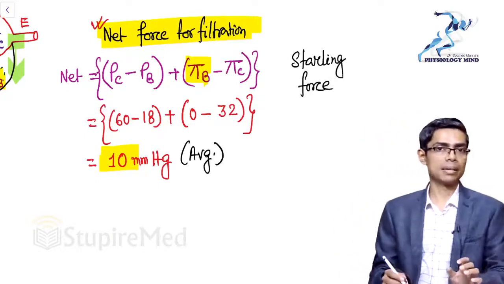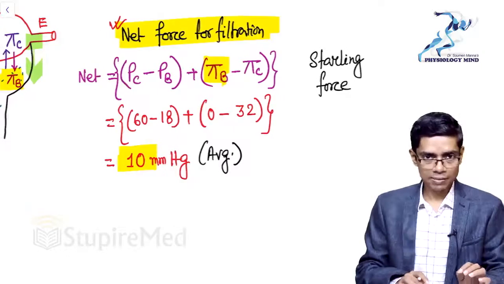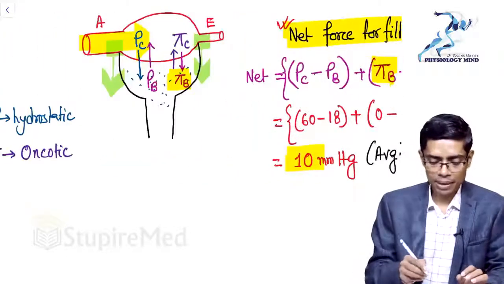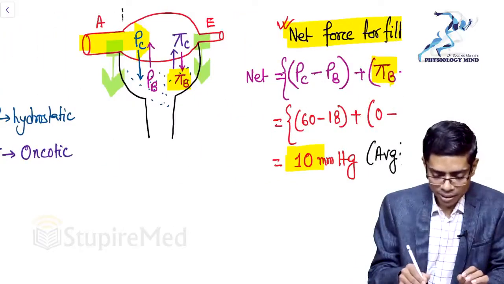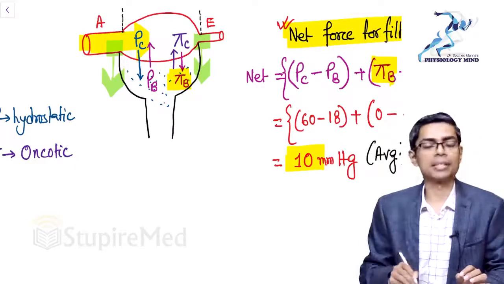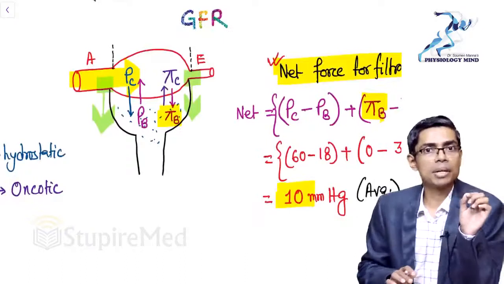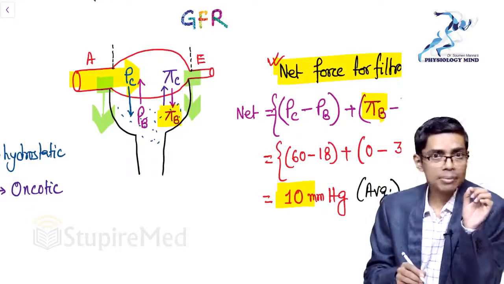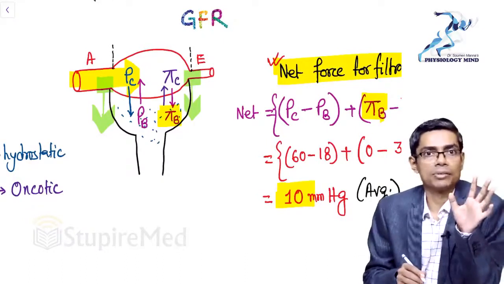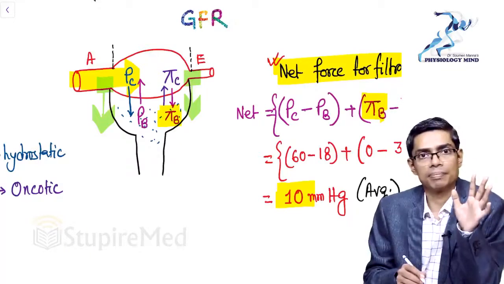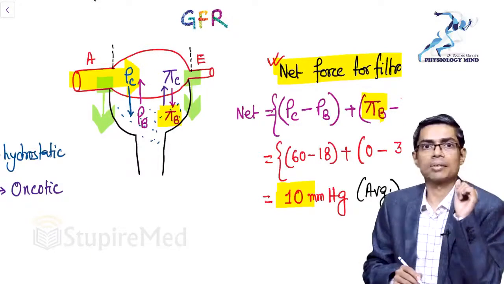That means if I ask you a question: is the filtration force maximum at the level of the afferent arteriole or at the level of the efferent arteriole? Just now I told you that the average force for filtration is 10 millimeter of mercury, but I am asking at which level the maximum force is. Average I understood, but at which level is the maximum force? Then you have to understand another concept.